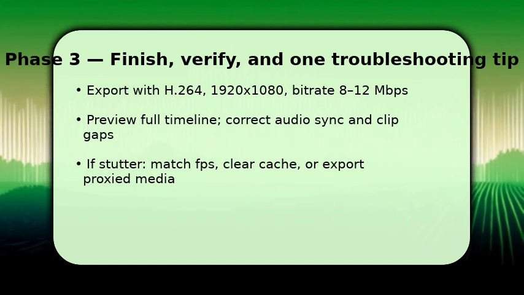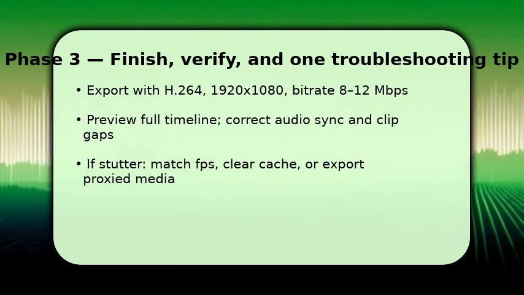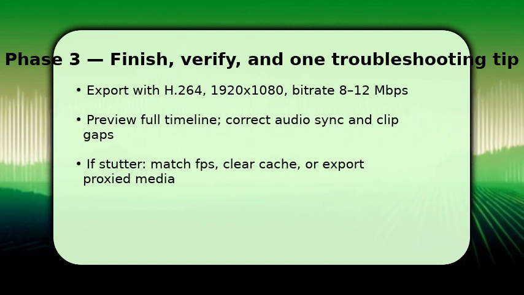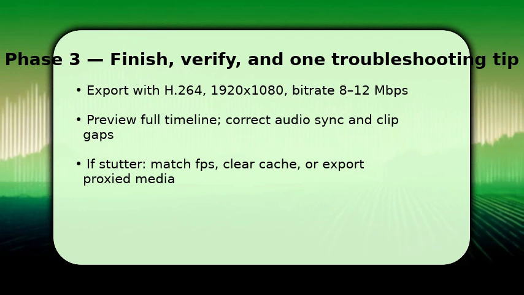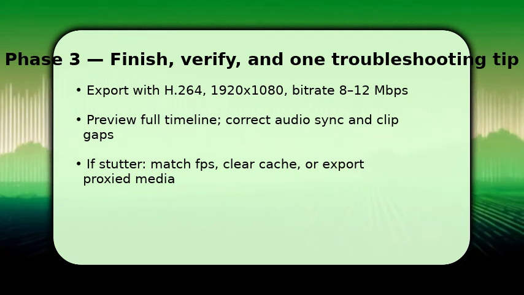Export settings: H.264, 1920x1080, 8 to 12 Mbps for clean uploads. If playback or export shows stutter, make sure the composition FPS matches clips.